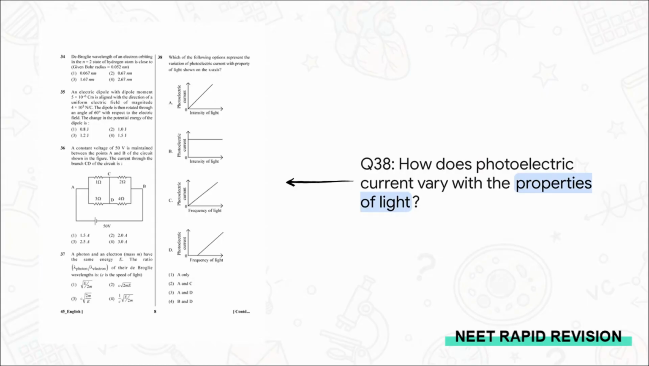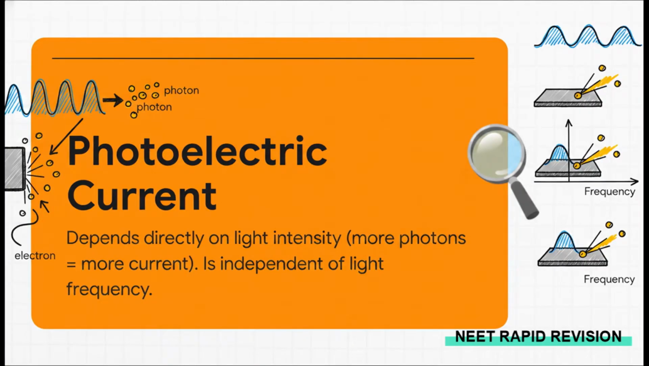What actually changes the photoelectric current? Is it how bright the light is, or is it the frequency of the light? Being able to read these graphs tells them everything they need to know about your understanding. The correct answer is option 3, which includes graphs A and D.